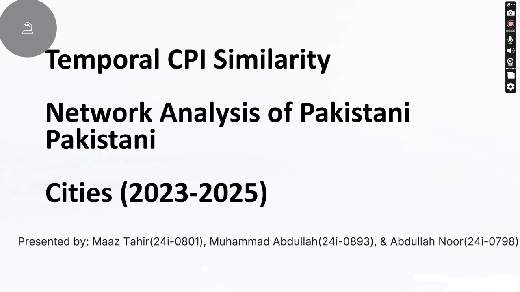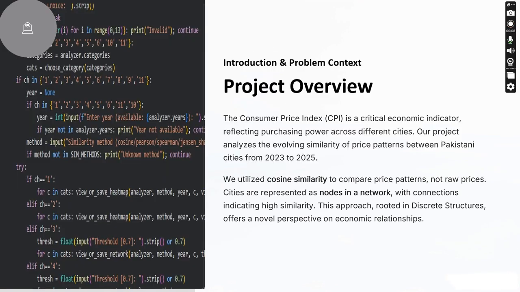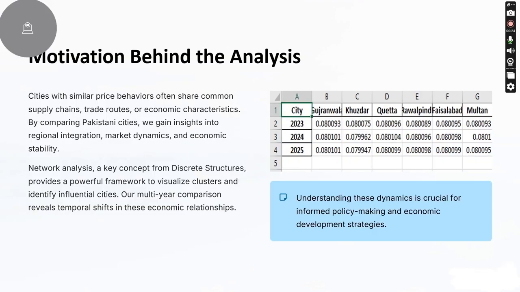In this project, we analyze the consumer price index or CPI data of major Pakistani cities to study how similar their price behaviors are. CPI is one of the most important indicators of the cost of living, and by comparing cities, we can understand how regional markets move together. Our goal was to compare cities across multiple years using cosine similarity, which tells us how similar the price patterns of two cities are regardless of scale.